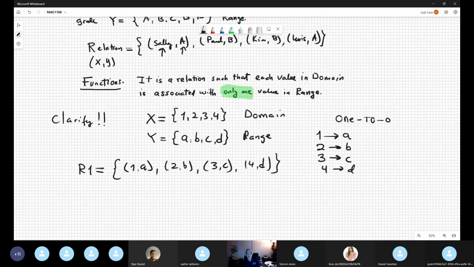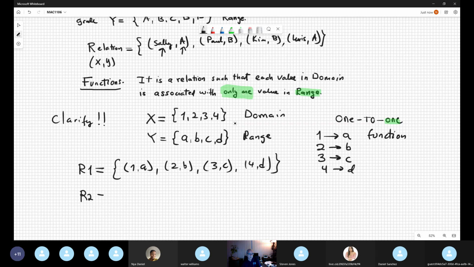1-to-1 what? 1-to-1 function. Remember, the most important part in the definition is this one. The first one is not important. The one in the range. It's a definition.